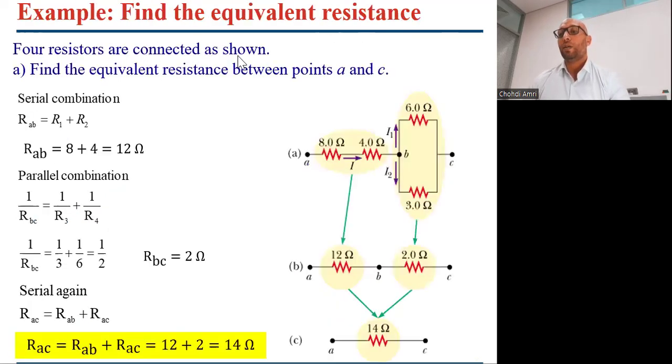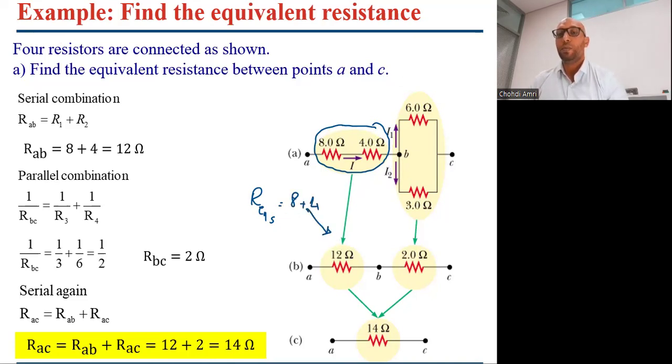4 resistors are connected as shown. Find the equivalent resistance between the point A and C. So let's start by these 2 resistors. These 2 resistors are connected in series, so they can be replaced by just one equivalent resistance, where R equivalent for the series equal R1 plus R2. So in our case, it will be 8 plus 4, which is 12.